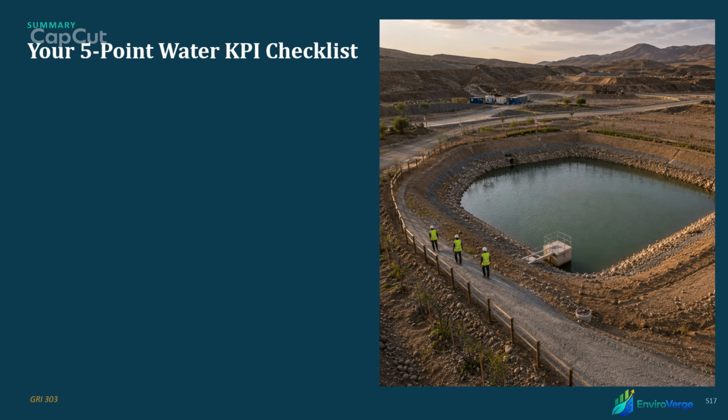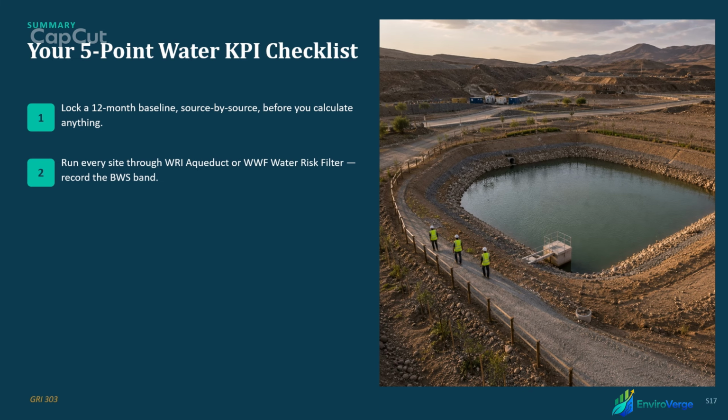So, 5 things to check before you calculate anything on your own site. 1. Lock a 12-month baseline, source by source, before you total a single figure. 2. Run every site through WRI Aqueduct or the WWF water risk filter and record the BWS band against each source. 3. Set targets against basin context with SBTN freshwater, never a flat percentage applied portfolio-wide.